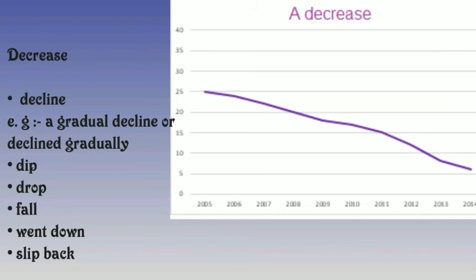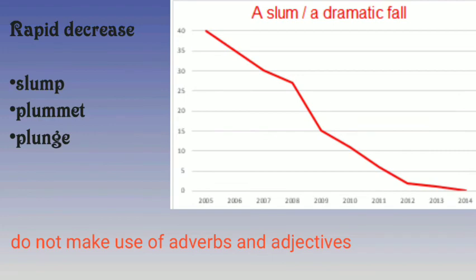Okay, here I have one word, slip back. Slip back can be used to represent decrease, but keep this thing in mind, you can make use of this word only if you have rise before drop. Okay, next we have some words to represent big decrease or rapid decrease: slump, plunge, and plummet. These words can be used to represent big changes or when you have a big drop.